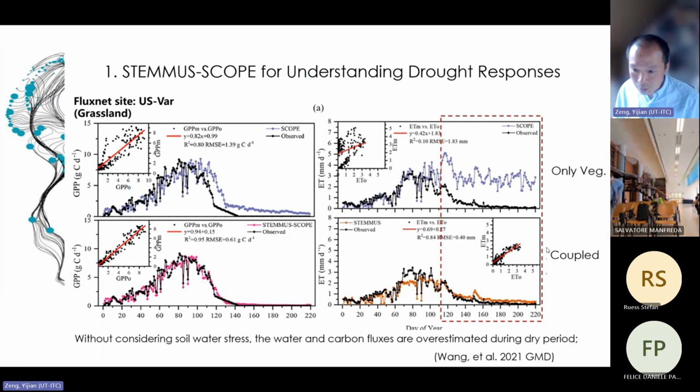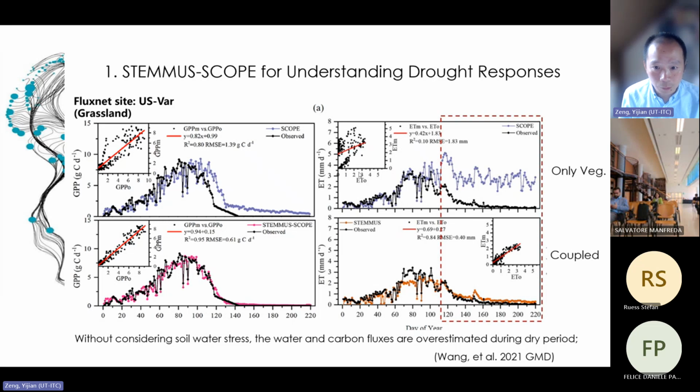So I was introducing this model, STEMUscope, the soil plant digital twin. We also want to evaluate the performance of this model, for example in terms of understanding the drought response. This is one of the sites we used, a FluxNet site from the United States. It's a grassland site. From the data, the black dots here, you can see that after day 120 or so, or 110, there is a kind of water stress.